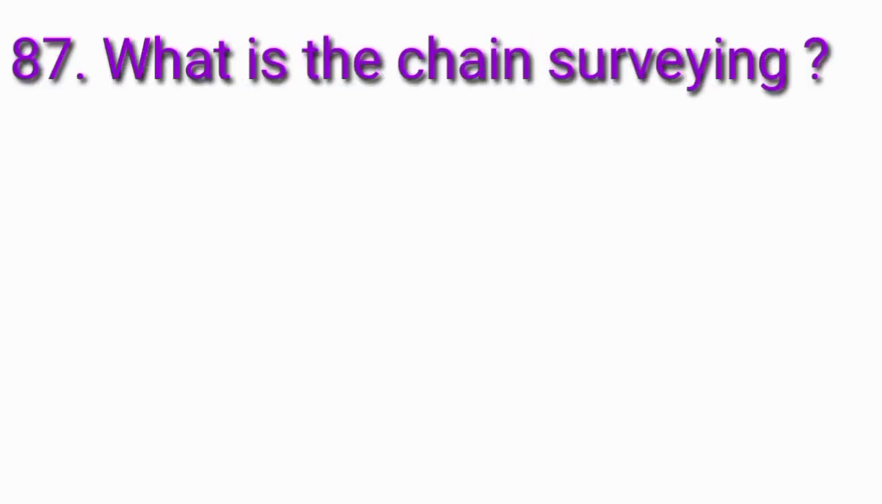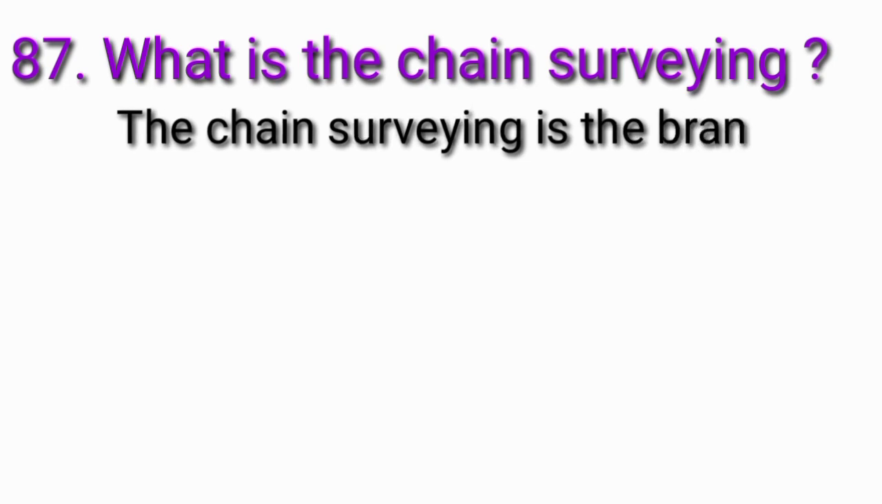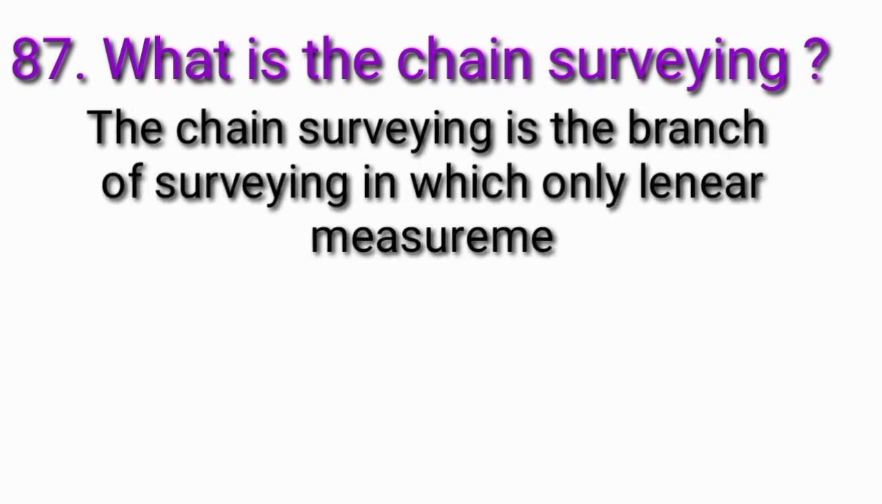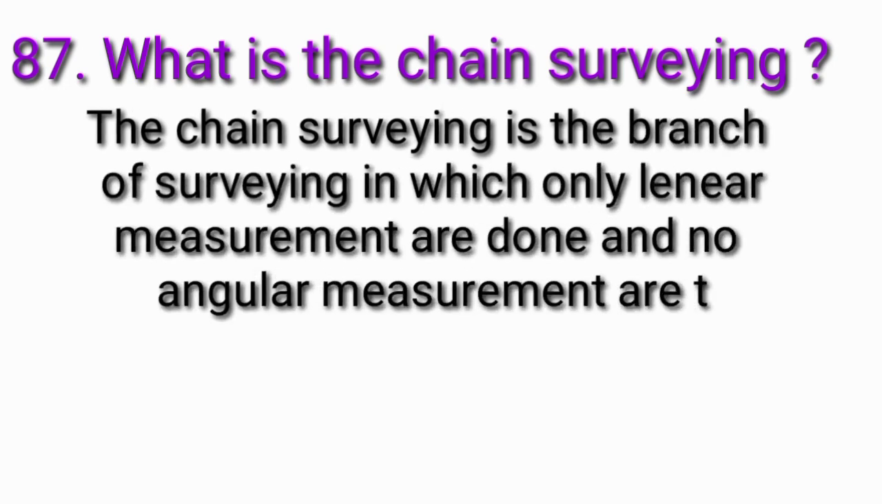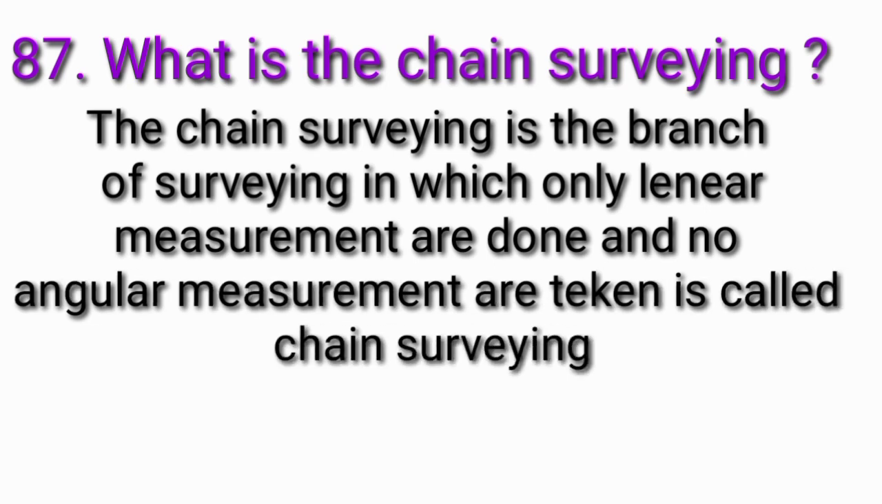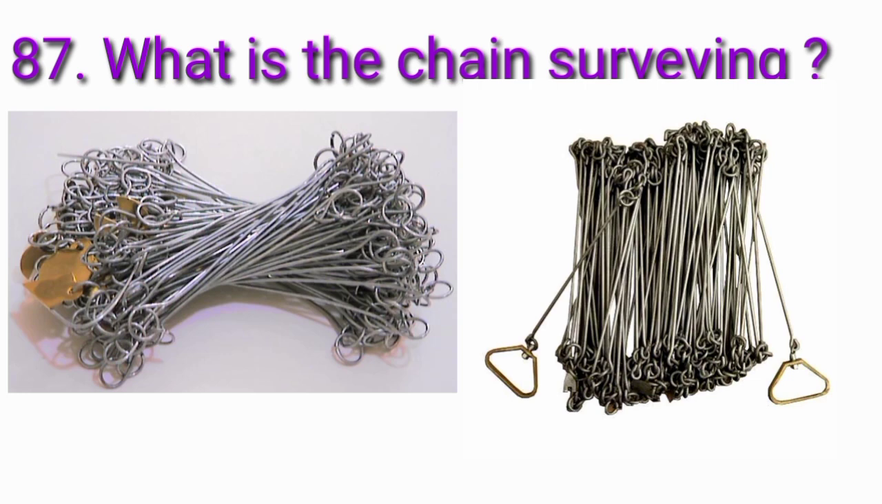Next, 87. What is chain surveying? Chain surveying is the branch of surveying in which only linear measurements are done and no angular measurements are taken. Angular measurement means degrees, 5 degrees, 10 degrees, 80 degrees, 90 degrees, which are not measured. Only linear measurement, meaning 10 feet, 5 meters, 10 meters. This is a linear measurement.